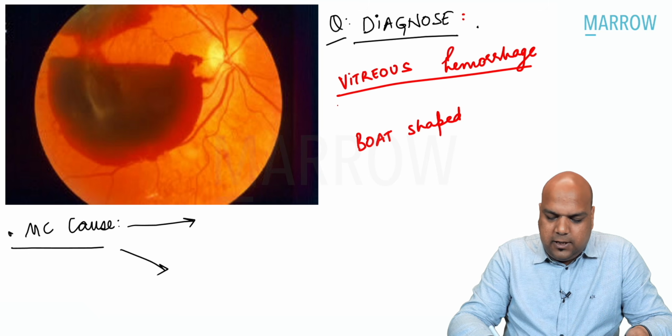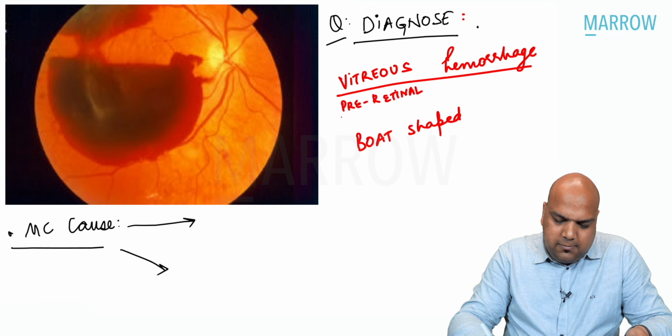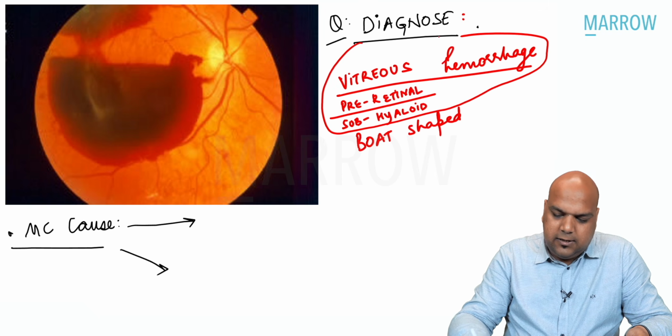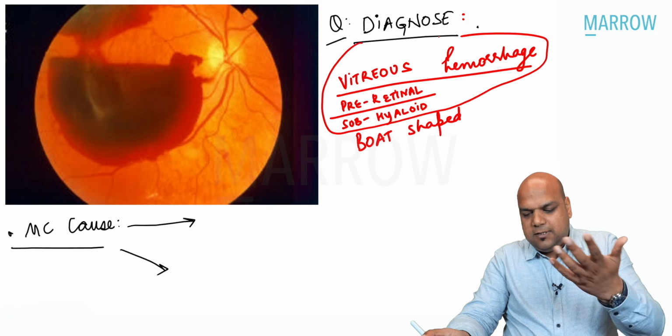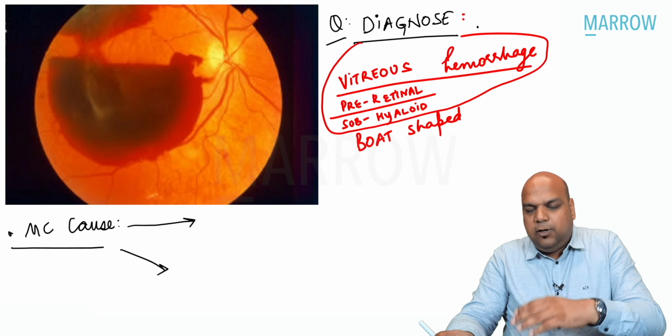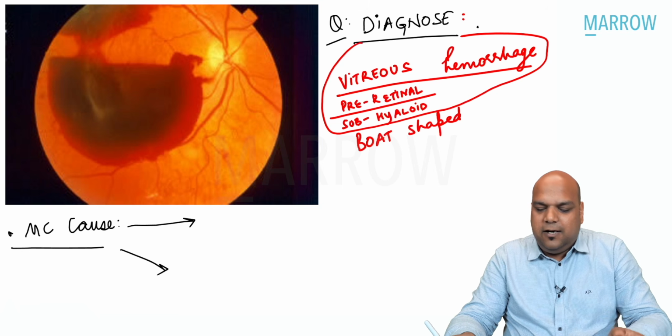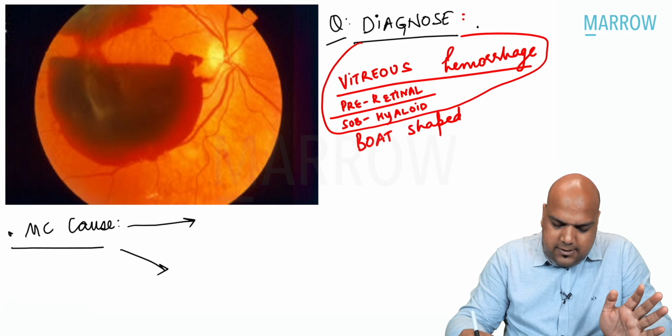Yes. Or sometimes it may be written pre-retinal hemorrhage. Or sometimes it may be written subhyaloid hemorrhage. All of these are the same thing. Any of the options given are the correct answer. Vitreous hemorrhage, that means in front of the retina, pre-retinal, or behind the vitreous, between the vitreous and the retina, that is subhyaloid, boat-shaped hemorrhage.